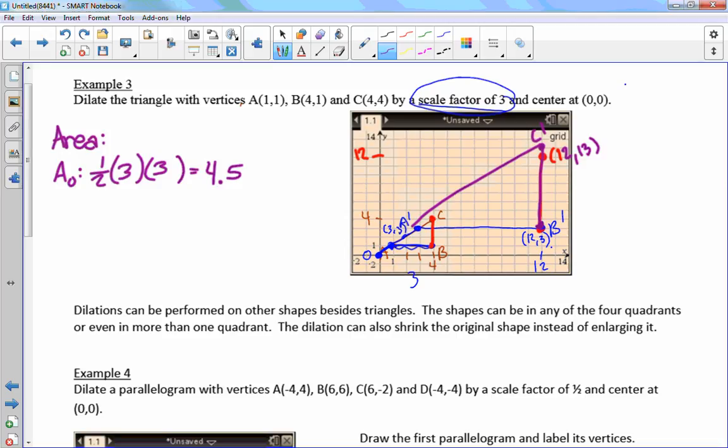So, let's make a guess. Knowing the scale factor is 3, what should the area of the new triangle be without using 1/2 base times height? How do you get 40.5? I think that's times, is that times by 9? Okay, so our scale factor is 3, we square it, which means the area should get 9 times larger.